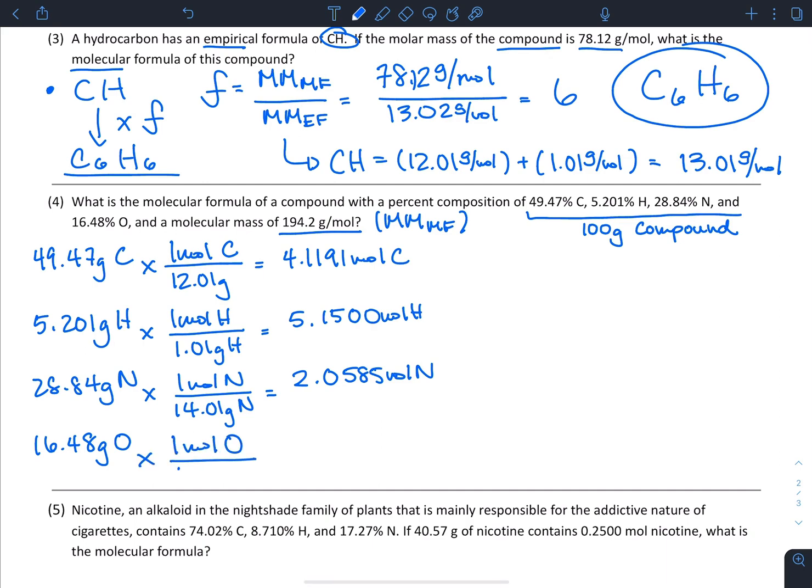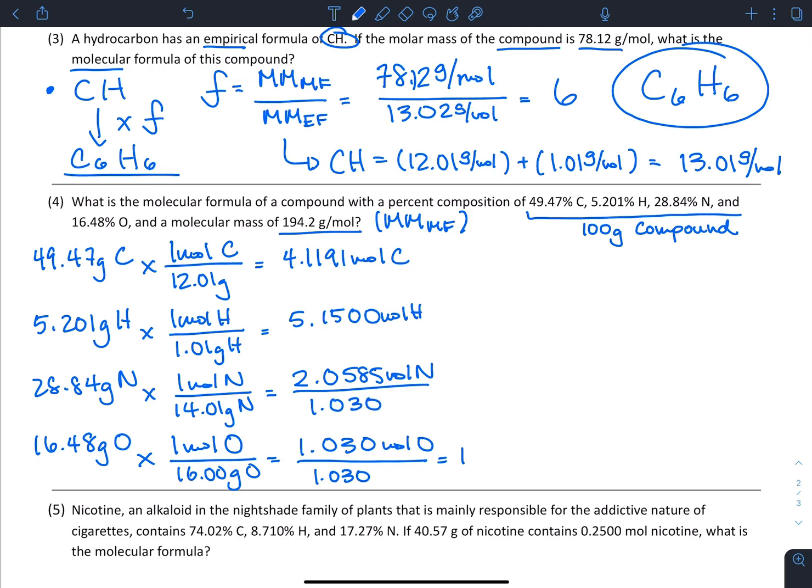1 mole of oxygen is 16 grams. All right, that's going to give us a molar value of 1.030 moles of oxygen. So there's our mass to moles. Now we divide by smallest, so that's going to be oxygen's value down here, 1.030. So we're going to get a 1 for oxygen. We divide nitrogen by 1.030, and we get a 2. We divide hydrogen's value by 1.030, and we get a 5.